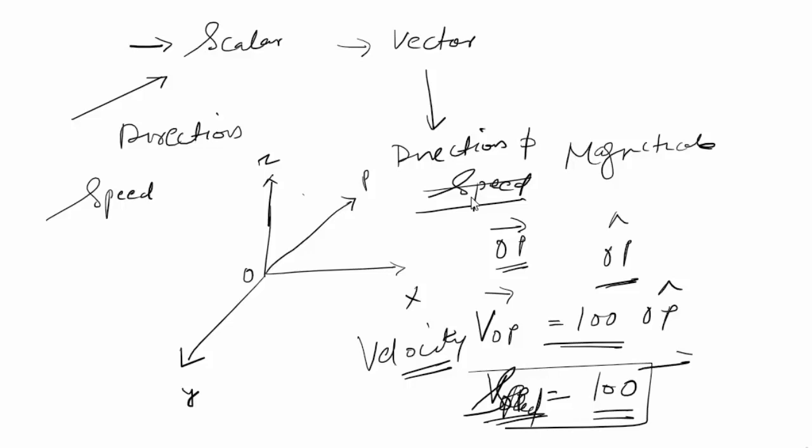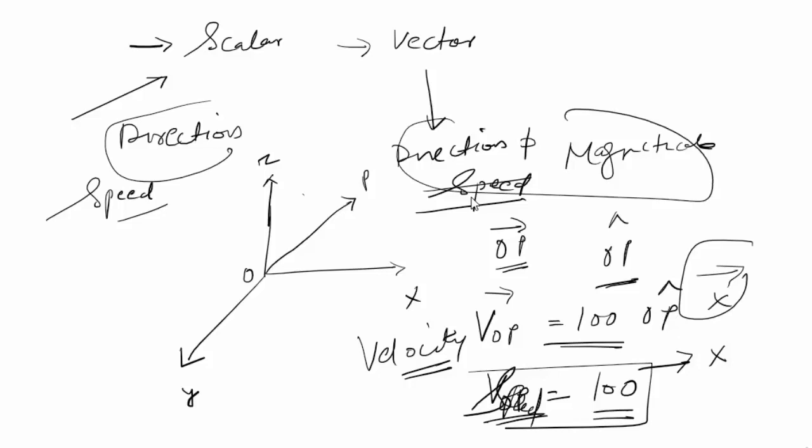So this is a speed of a plane X, but this is a speed of a plane X which is moving in the OP direction. So when you have both direction and magnitude, you are dealing with the vector quantity, and that was the scalar and the vector quantity which you studied.